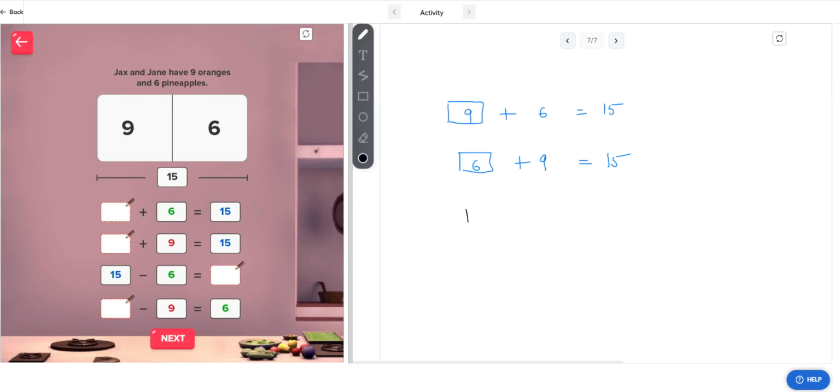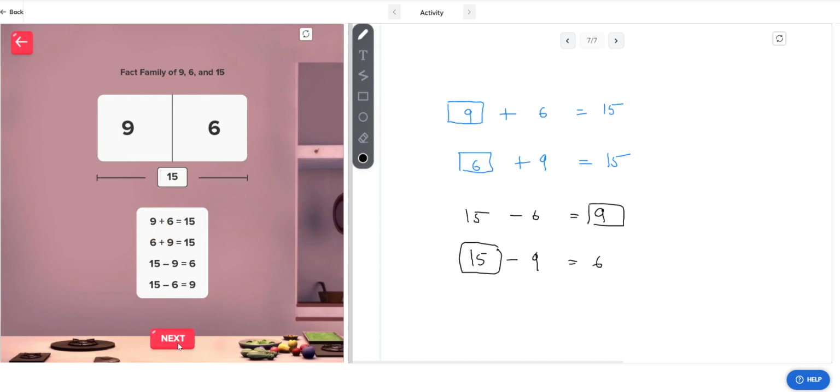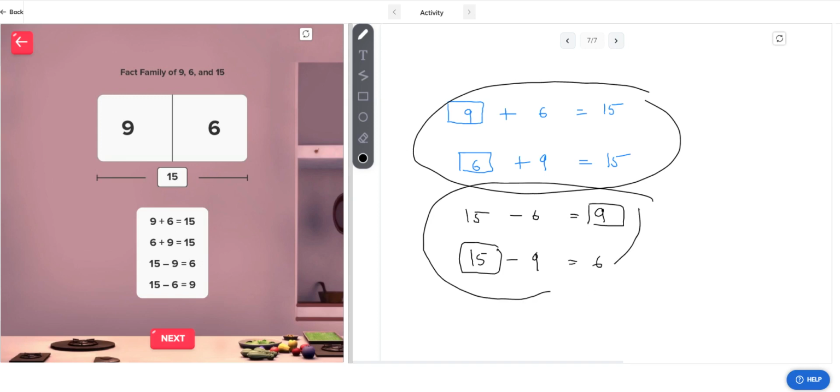The next one is 15 minus 6. Well, you and I both know that 15 and 6 is there. The missing member is 9. So, I fill up the 9. And here, blank minus 9 is equal to 6. The only missing member here is 15. So, I fill that in there. So, these are 4 facts, 2 addition facts and 2 subtraction facts ready.